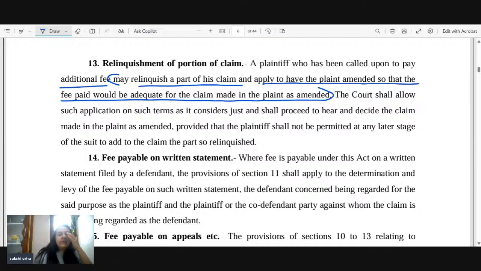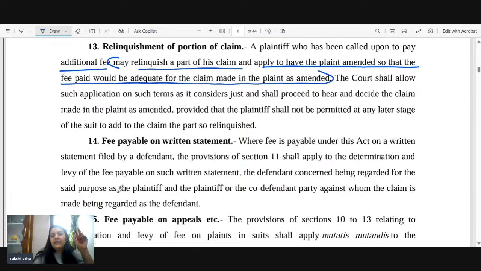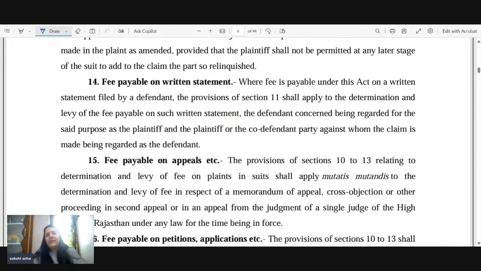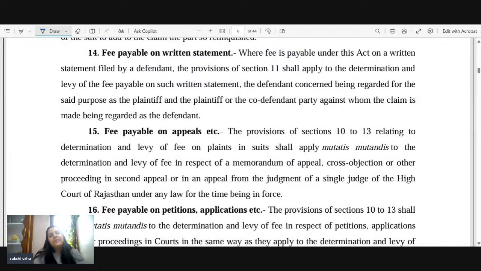ओके, जो एडिक्वेट फी आपने पे की थी ओरिजिनली, आप उसको अमेंड करके उस लेवल तक ला सकते हो. ओके, एंड देन कोर्ट विल अलाउ यू टू डू दैट. But it shall be done at the prior stage only, not at any later stage. Okay, it should not be done at the later stages. It should be done at prior stages before the things are decided.